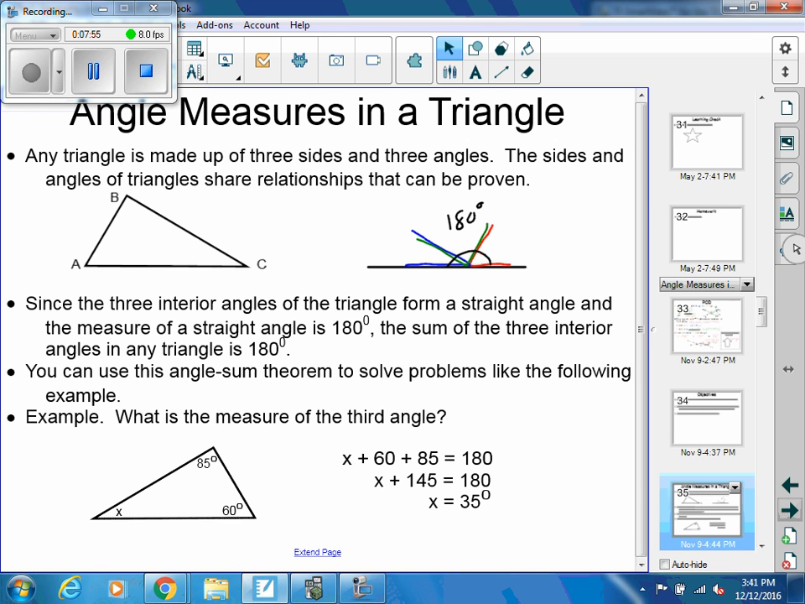What's the measure of the third angle? Well, you know that if you add up the 3 angles, they should add up to 180 degrees. So x plus 60 plus 85 should equal 180. 60 plus 85 is 145. So something plus 145 equals 180, and that would be 35. You can just take 180 minus the 145, and that will give you the 35 degrees.